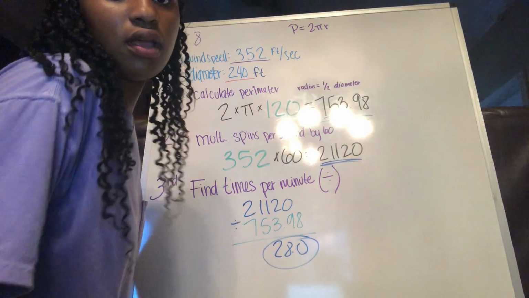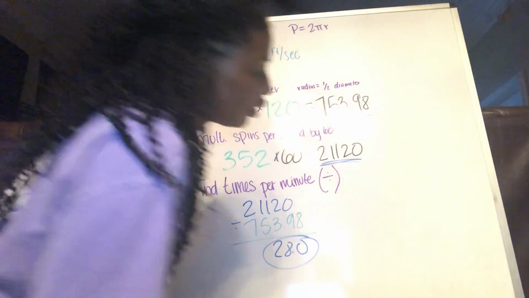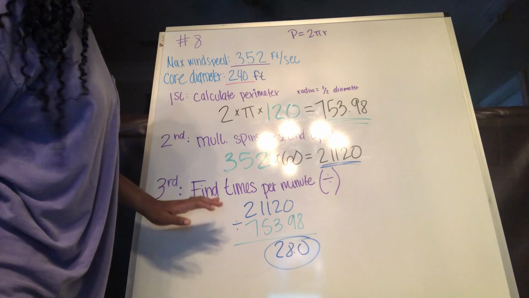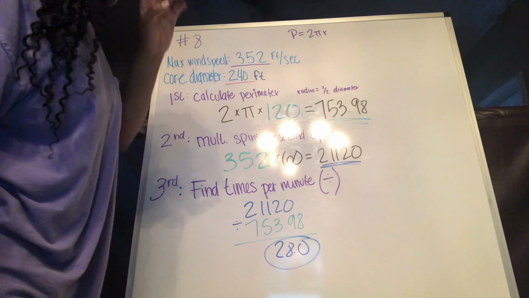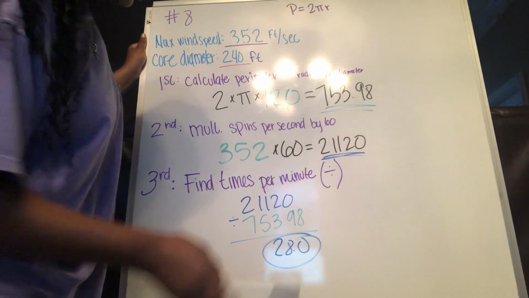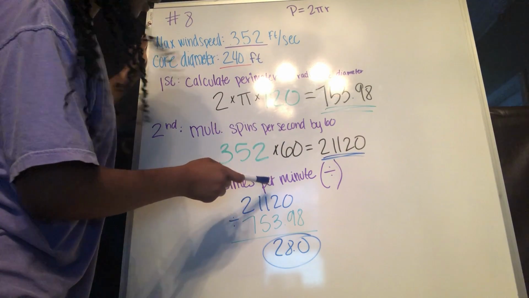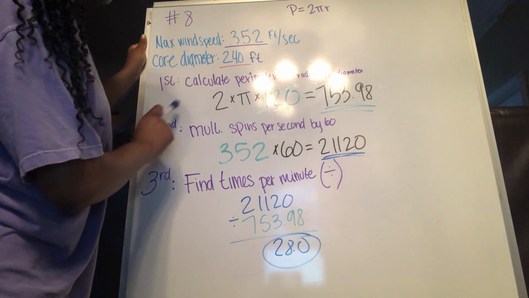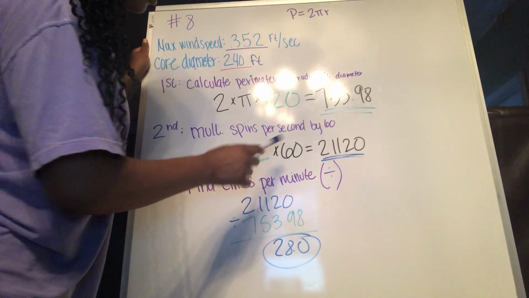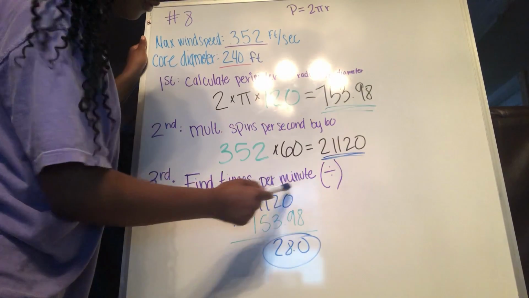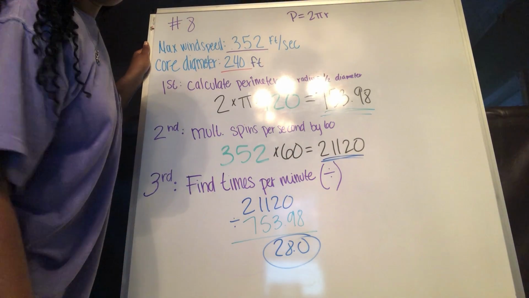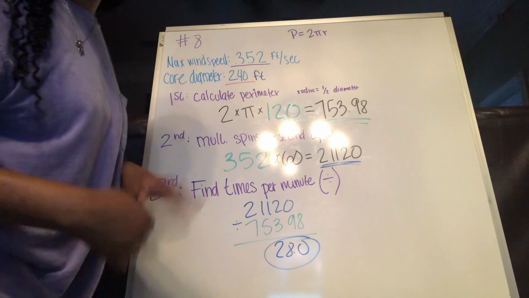So once again, it asks you to find the revolutions per minute, which we found by dividing the spins by the perimeter. Everything that we plugged in is in green. So the first thing, like I said, you're gonna calculate your perimeter. Just use that 2 pi r, and then you take that value, and you use your other value, and you're gonna divide, and you will get the number of revolutions per minute.